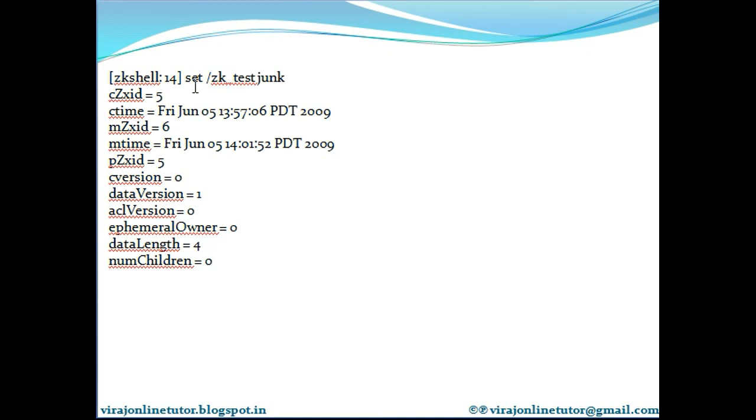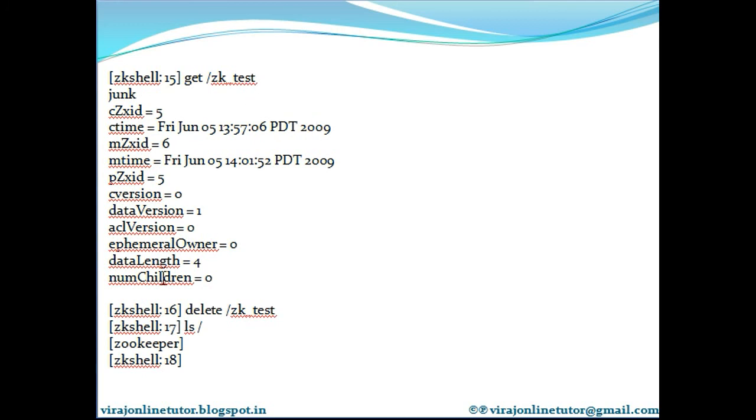Okay. So when we do set zk_test with a junk, it will set the data, and you can confirm that zk_test has indeed been updated by issuing a get command. On issuing a get command, I get this. So data length is 4. By doing a get command, I'm verifying that zk_test was indeed updated by getting a new string junk assigned to it.